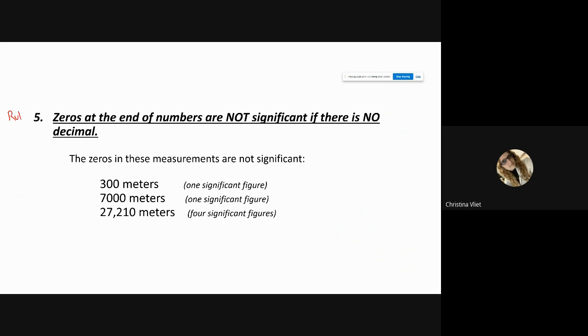Zeros that are at the end of reported measured values aren't significant when there's no decimal. What does that mean? There's a difference between 10,000 versus 10,000 with a decimal. And I'm going to explain the difference. There's a difference between 10,000 with a decimal versus 10,000 without a decimal. And I'll tell you what the difference is.